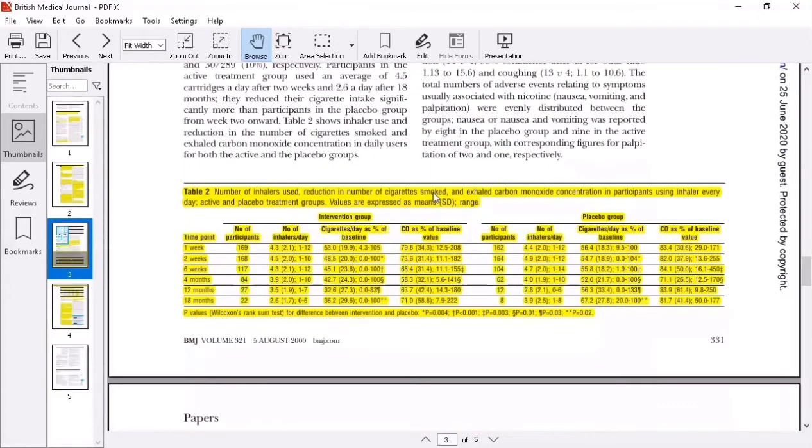And then that is the checklist number 15, baseline data. That is about a table showing baseline demographic and clinical characteristics for each group.